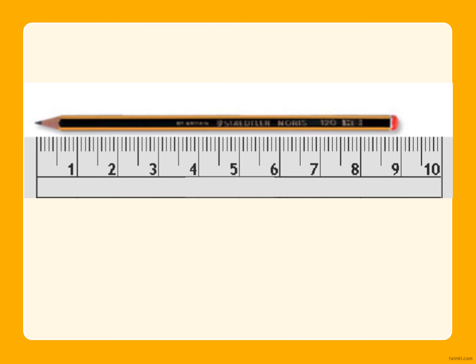Now, as you can see, the end of the ruler matches right up to the tip of the pencil, the bit where we start to write with the pencil. And we have to make sure it's nice and straight. And then if we look at the red part of the pencil and we go down, we can say that this pencil is 9 centimetres long.